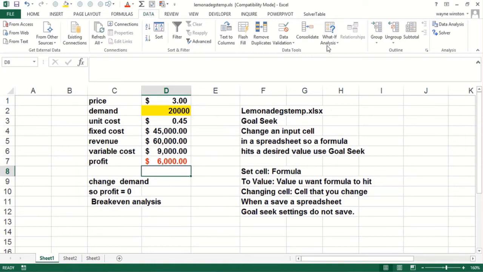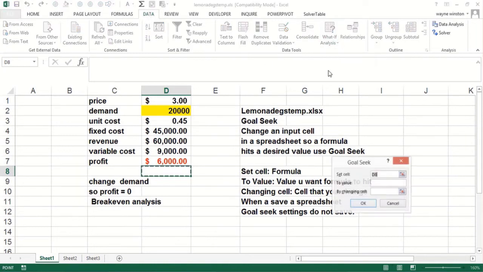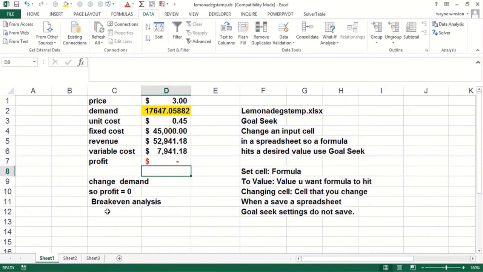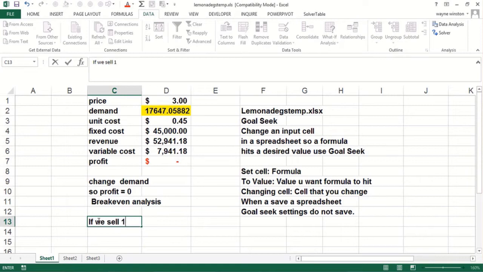So data, what if analysis, GOALSEEK. Okay, the set cell is profit. The value is 0. And the changing cell is the demand. So Excel will keep changing D2 until the profit hits 0, and you'll see that it works. All right, so you can see the profit is 0. If we sell 17,647, and don't forget the 0.05, I don't care, 17,647 cups of coffee a year, we break even.